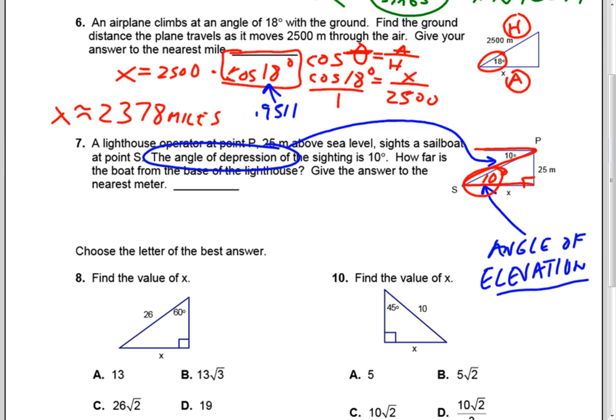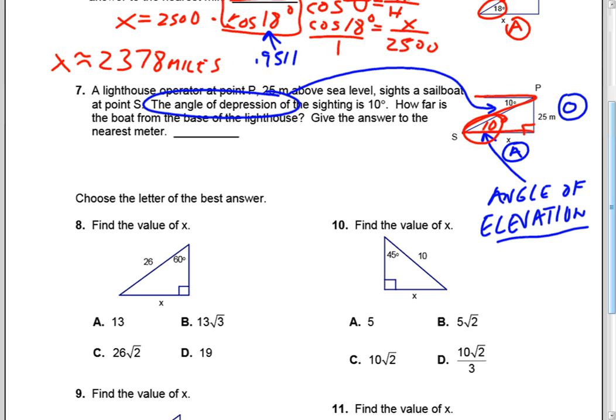What's your x? Capital A for adjacent, and 25, opposite. What is O and A called? Tangent, angle over A. Tangent. What did I say the angle was? What am I putting in that spot? 10 degrees. What did I label as O? 25. Where's the variable showing up this time? Bottom. So what is going to eventually happen?